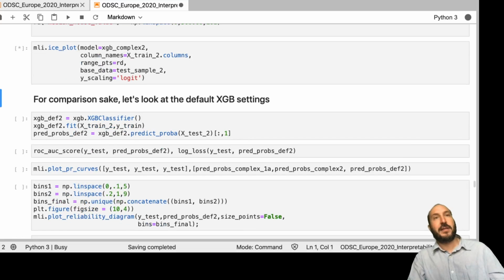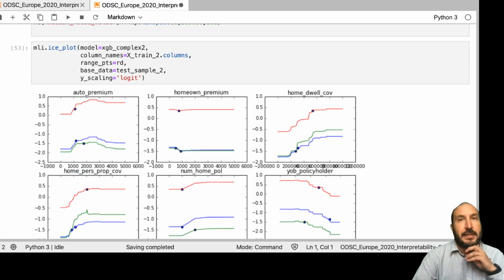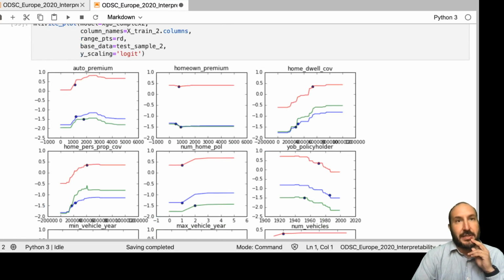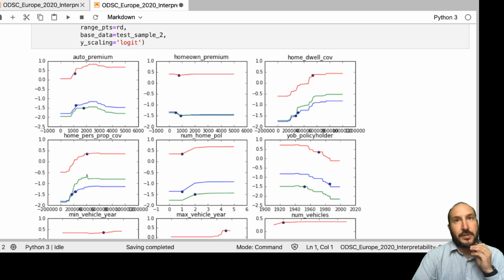Now let's look at the ICE plot. This takes a couple seconds to run. So now we see some really interesting things. So let me walk through some of these explanations. One big change from the previous model is that now the homeowner's premium essentially is meaningless in this model. And the reason why it's meaningless is because we actually have the home dwelling coverage, that's how much the house is insured for, and the home personal property coverage, how much the contents of the house are insured for.